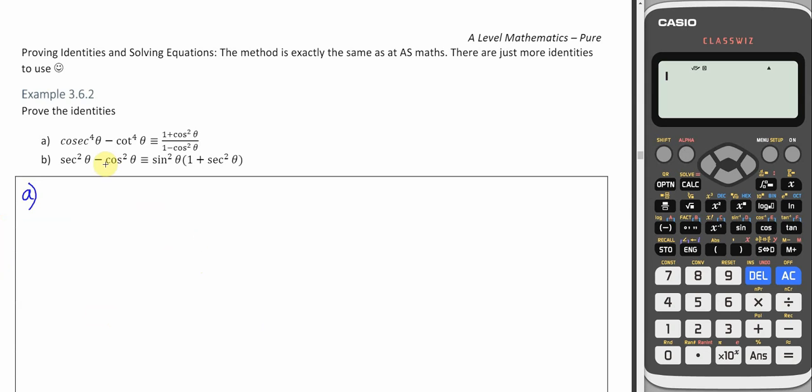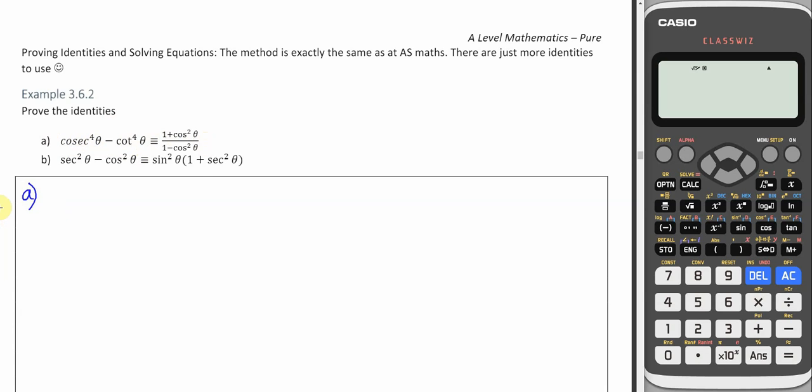Now looking at this left hand side, I think we could use the difference of two squares here. We could also convert cosec into 1 over sine and cot into cos over sine as well. That starts creating some fractions for us. So I think I'm going to start with the left and try and work towards the right. It's probably possible to do it starting at the right hand side as well, but I'm going to start with the left.